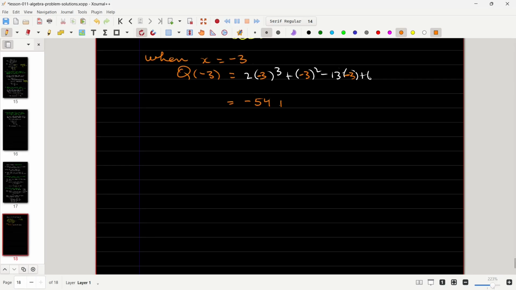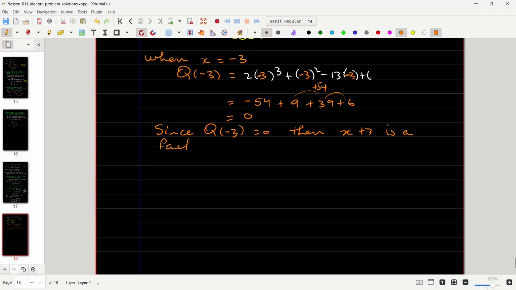And then positive 9, and then positive 39, and then positive 6. Right? So this here would be 45, and 45 and 9 would be 54, and then positive 54 minus 54 is going to be equal to 0. Right? Then we know for a fact, so we can say since q of minus 3 is equal to 0, then x plus 3 is a factor of q of x, right?